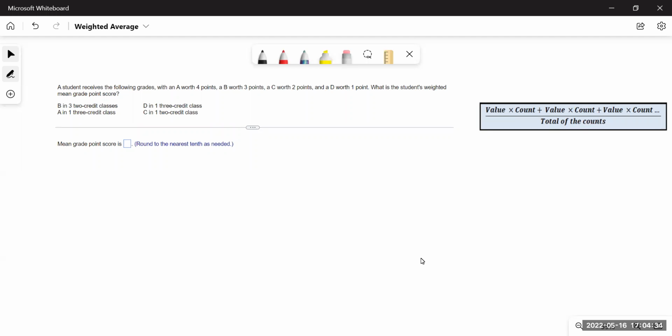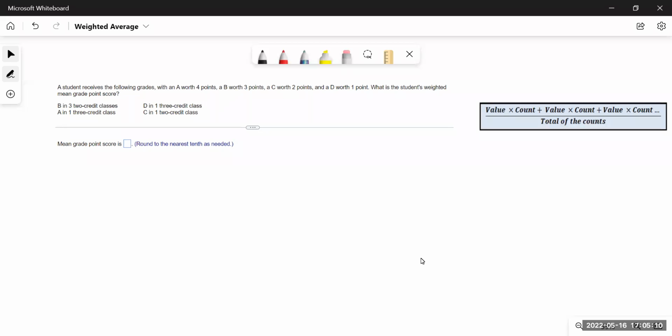Let's calculate the student's weighted mean grade point score. So when do we use weighted average? Somebody may ask, why do we have to use weighted average in calculating the mean grade point score? Weighted average is used when we consider some data values to be more important than other values, and so we want them to contribute more to the final average.